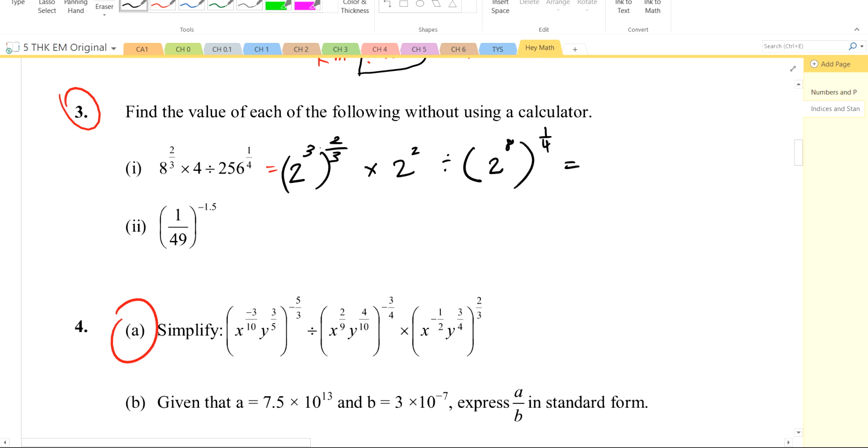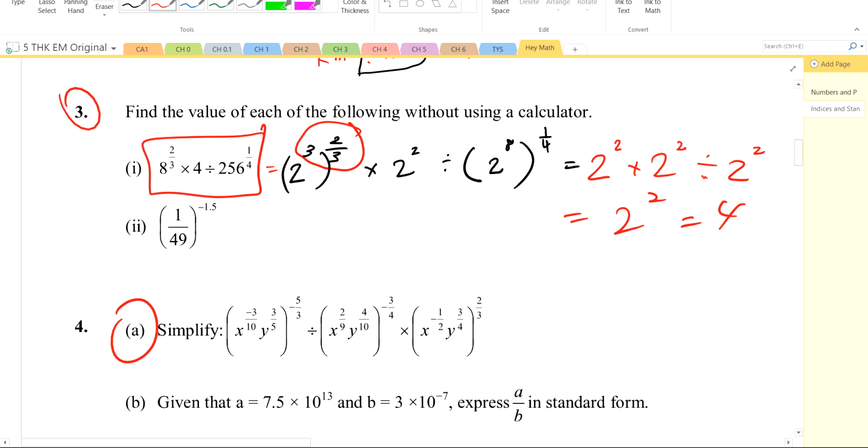What is that? What do we simplify this to become? 2. Okay, so this is 2 to the power of 2 times 2 to the power of 2 divided by 2 to the power of 2. Then it's 2 to the power of 2, which is 4. No need calculator. You can key in this whole bunch in, you'll get answer 4.